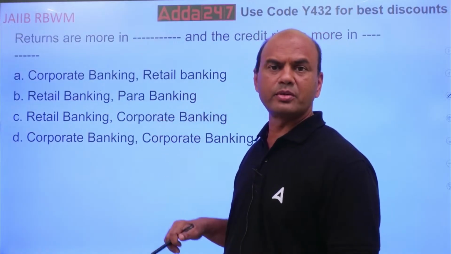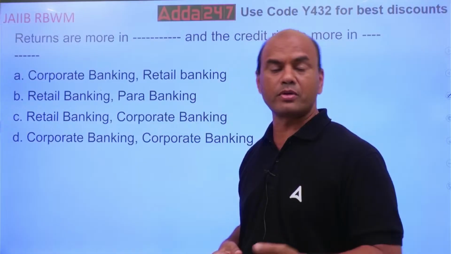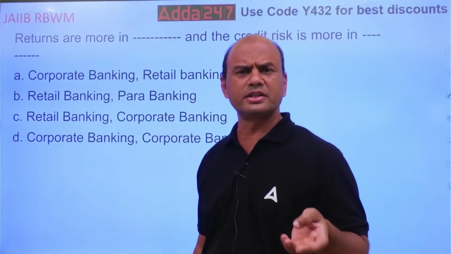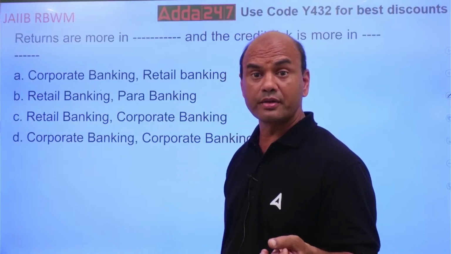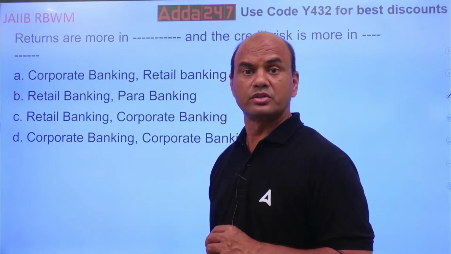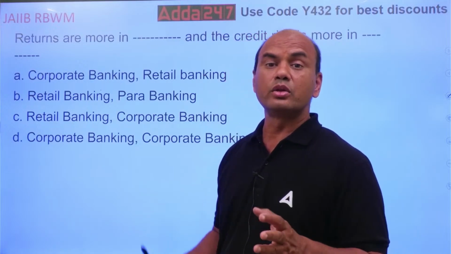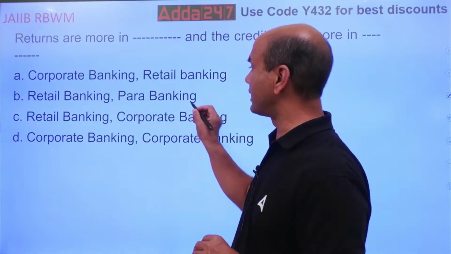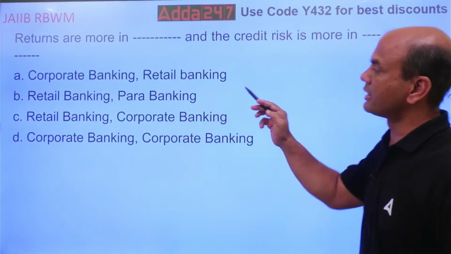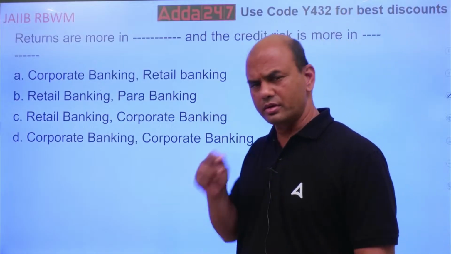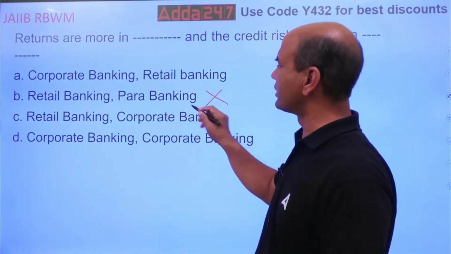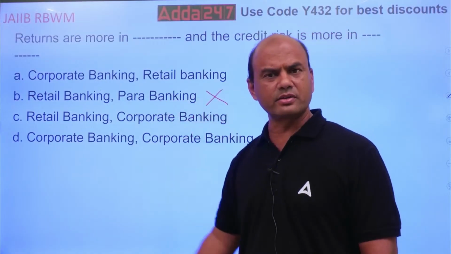Para banking means what? Para banking means other than banking products. What do you mean by other than banking products? Insurance, mutual fund, locker. Locker is also other than banking products. So all these, which are not the core products of the bank. So para banking is over here. Credit risk is more in para banking. Is it more? This is outright wrong because para banking doesn't have credit risk at all.